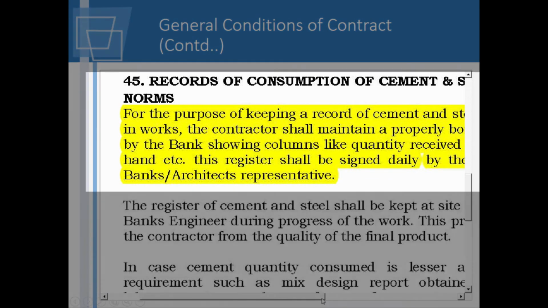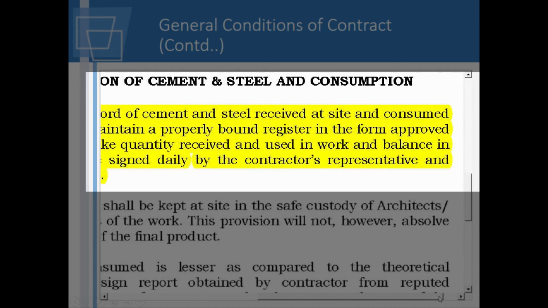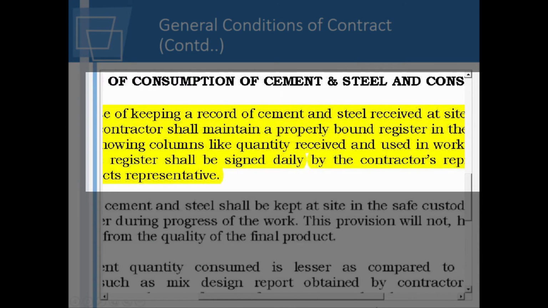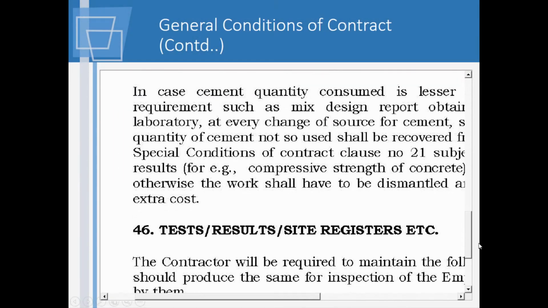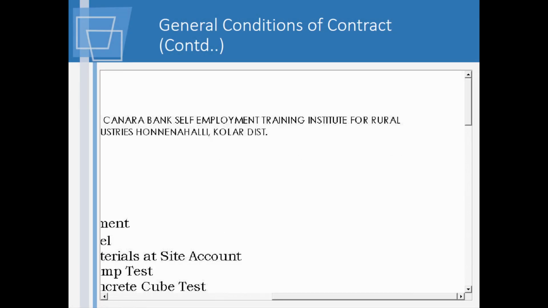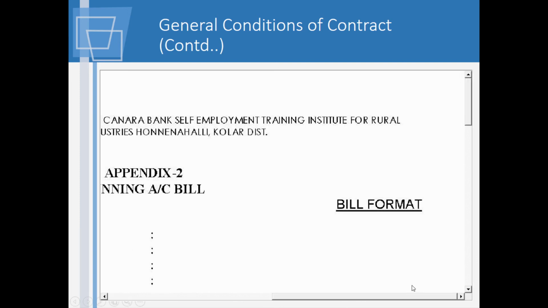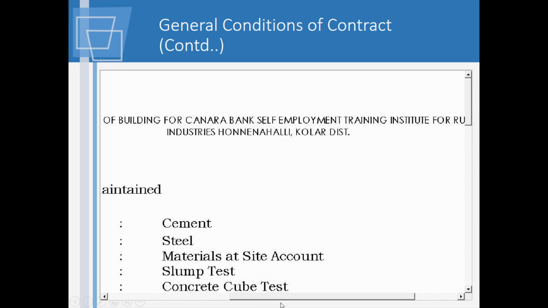Please remember we are talking about the bin card, no? So please have a look at this. Whatever comes into the site will have to be mentioned and kept. Where it goes, everything is required. What is the test and what is the acceptance criteria has also been mentioned. Please remember that this will be common to any type, or most types, of works. And this one is the format of a running bill.